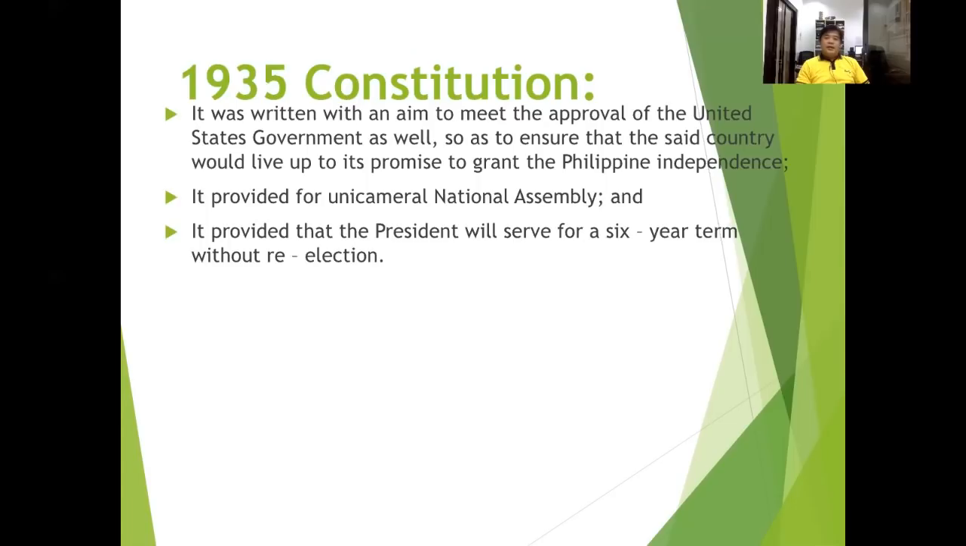So the 1935, I repeat, was introduced. The 1935 Constitution was introduced by the Americans. Some of the important features of the 1935 Constitution is it provided for a unicameral National Assembly. Unicameral, uni means one. Ibig sabihin, there is only one chamber of Congress during 1935. And the president will serve for a 6-year term without re-election. Okay, so those are some of the important provisions of the 1935 Constitution.